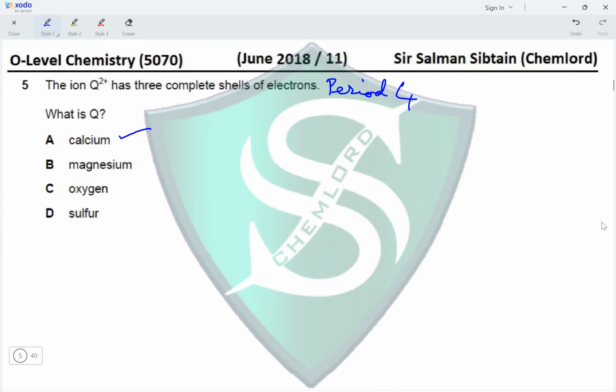belongs to period 4. Magnesium has a 2+ charge, it belongs to period 3. Oxygen has a 2- charge, it belongs to period 2, and sulfur has a 2- charge, it belongs to period 3. Therefore, option A is the correct option for this question.